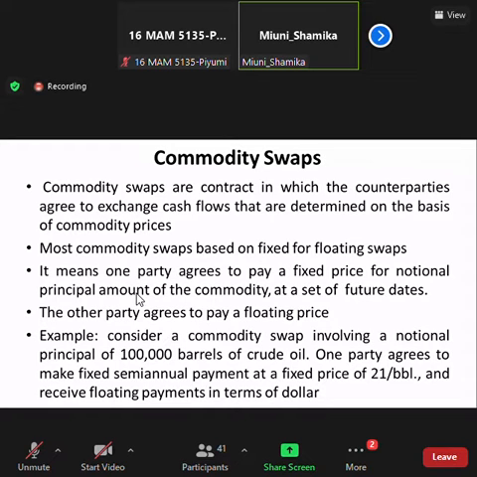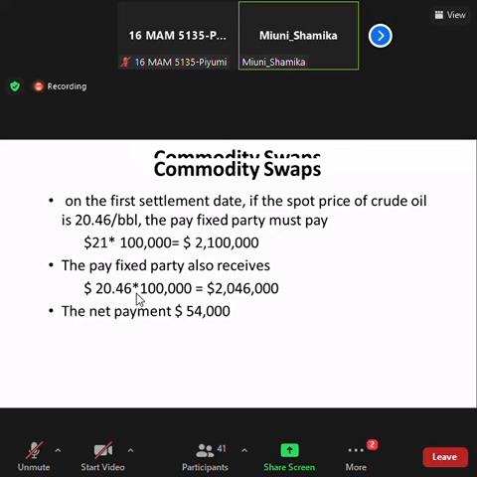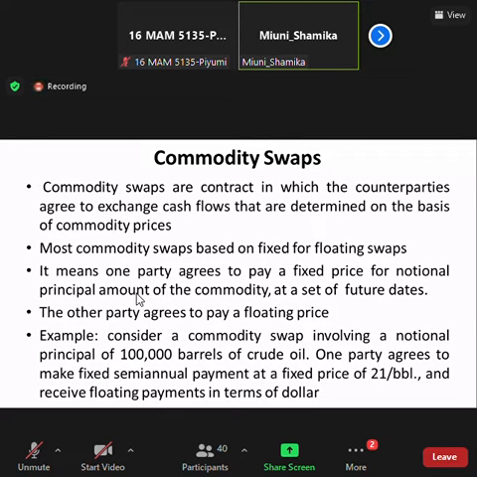One party agrees to make a fixed semi-annual payment at a fixed price of $21 per barrel and receive floating payments in dollars. So one party agrees to a fixed payment. There are 100,000 barrels of crude oil. That is the commodity in this swap. And one party agrees to pay a fixed semi-annual payment at a fixed price of $21 per barrel.